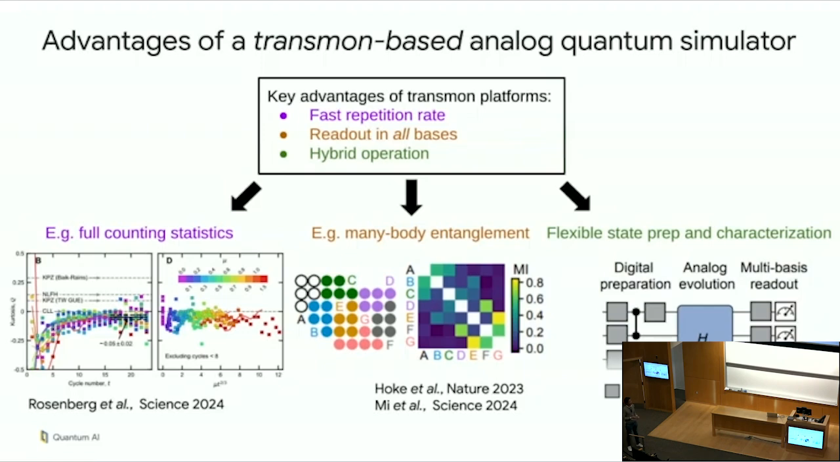The first one here is that we have a very fast repetition rate. So that allows us to do new things in terms of measurements. For instance, we can measure the full counting statistics, as we did when we probed the universality class of the Heisenberg spin dynamics. We also have access to readout in all bases. Combine that with a fast repetition rate, and you can now perform measurements of many-body entanglement in larger subsystems.